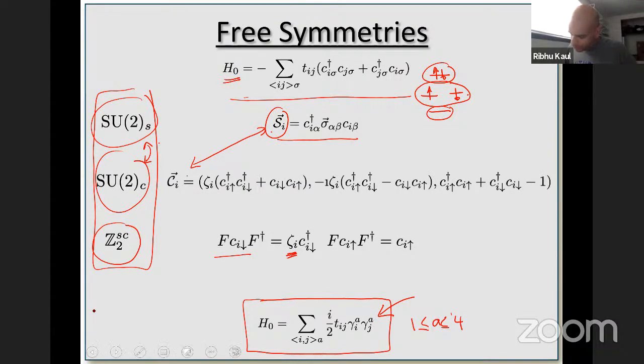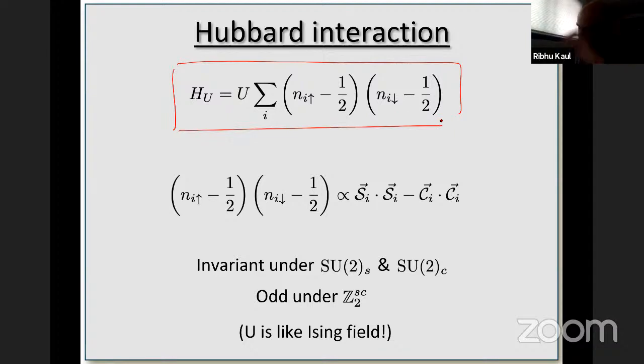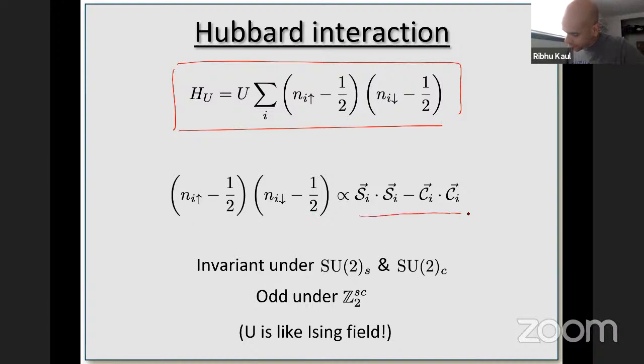Now what people usually do is they take this Hamiltonian and add a repulsion to it, and the classic way is with the Hubbard model. Let's ask how the Hubbard model looks in terms of the spin and charge operators. It turns out you can write the Hubbard model basically as S_i·S_i minus C_i·C_i. So the Hubbard interaction is invariant under SU2 rotations of spin, and also invariant under SU2 rotations of charge. But when you flip spin and charge, it is actually odd, because S and C get interchanged under the flip symmetry.